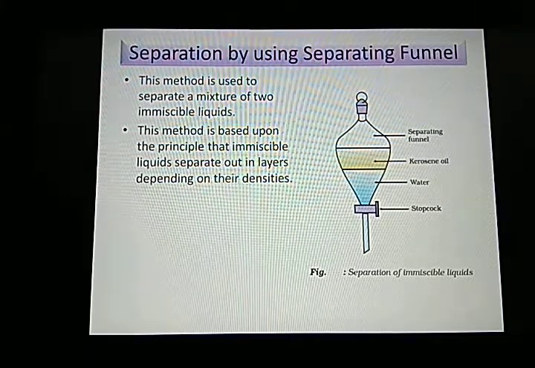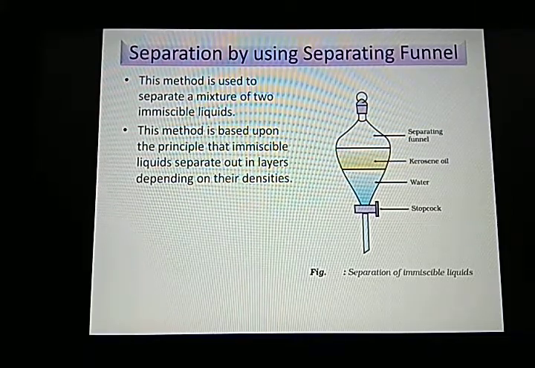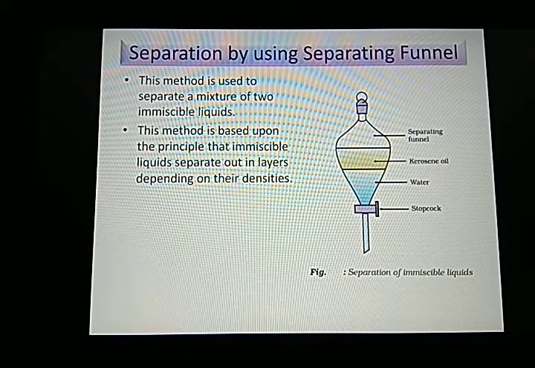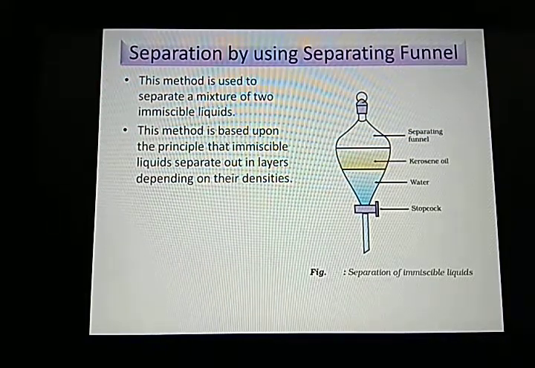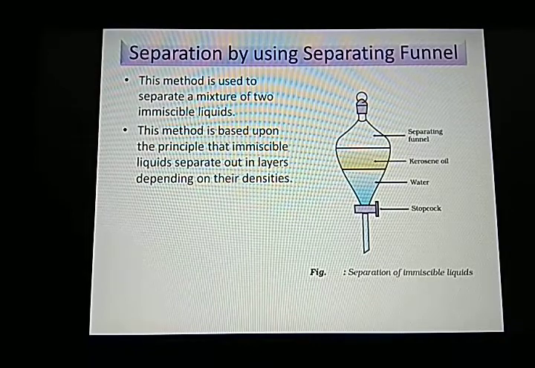open this stopcock. If we open the stopcock slowly, not in a very rapid way, then we can easily separate out the water. The water will be at the bottom and the kerosene oil will be at the top. Clear? Since water is denser than kerosene oil, that's why water is at the bottom and kerosene oil is at the top.